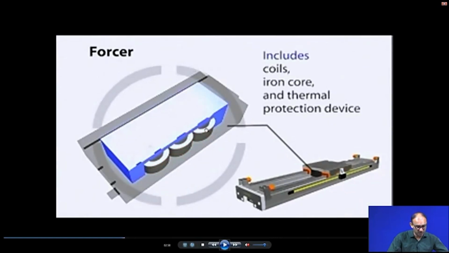The forcer, this part, includes a coil, because you have to create an electrical signal here. There is an iron core, because it is something like an electromagnet, and thermal and protection devices, because you have to isolate it from electrical problems.